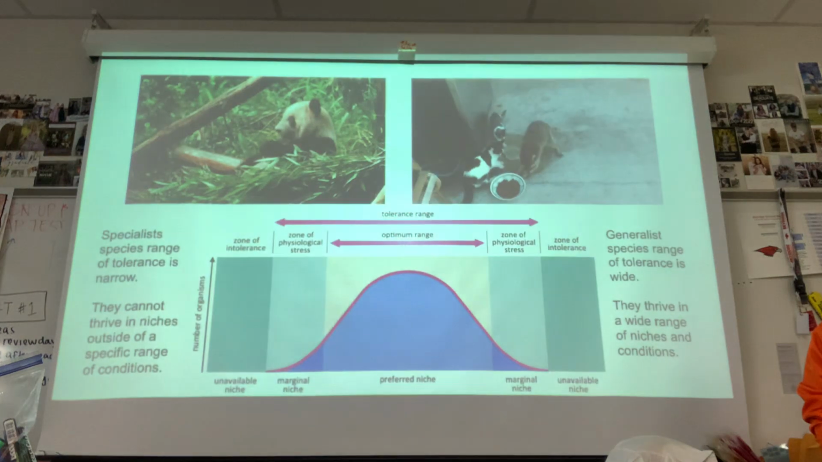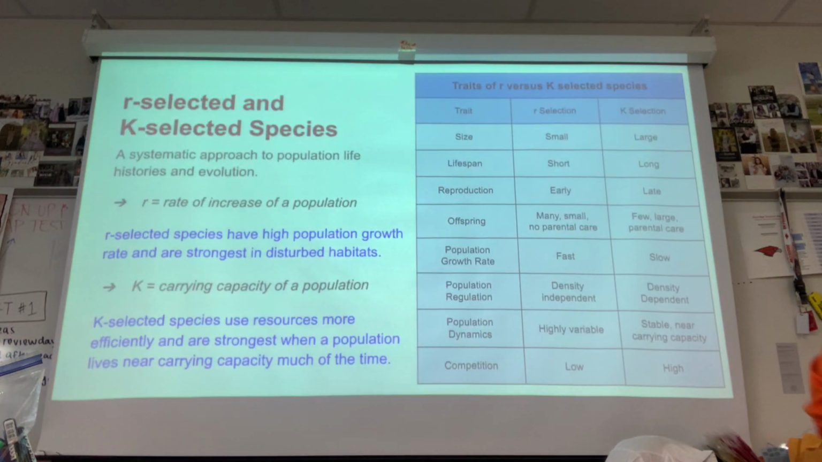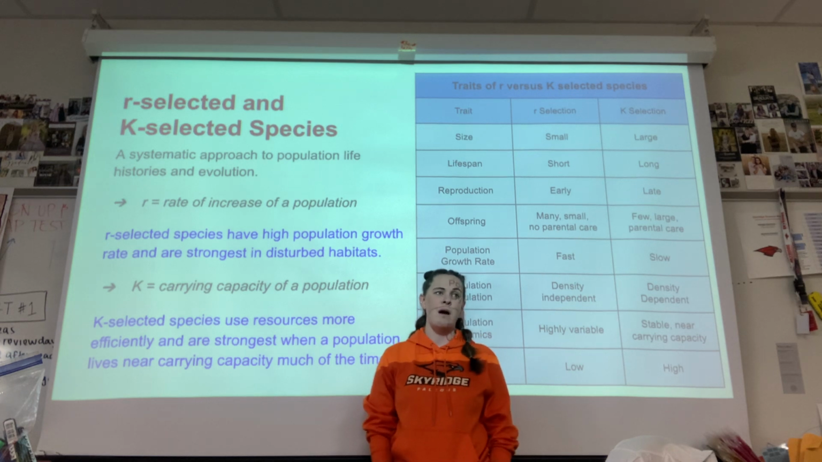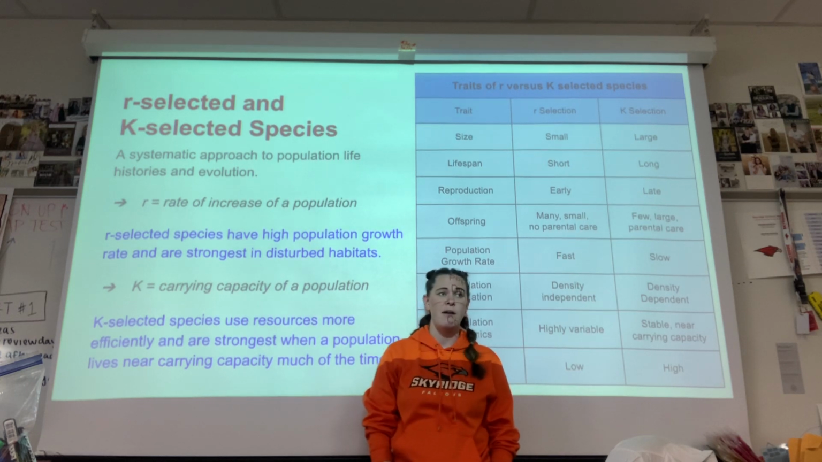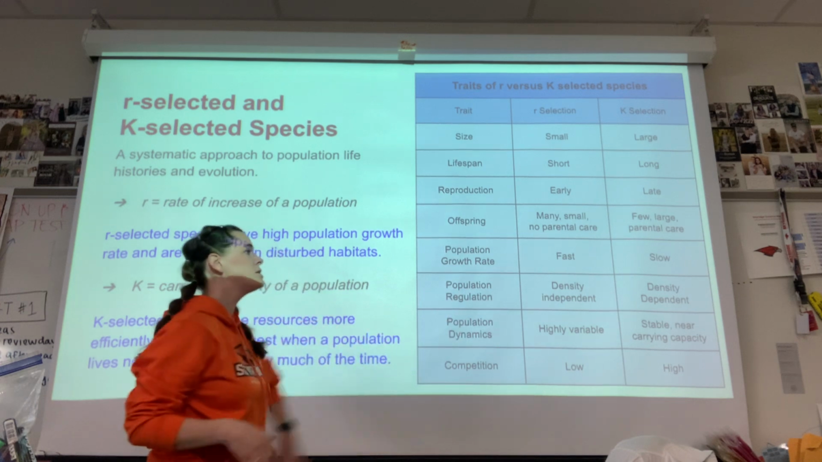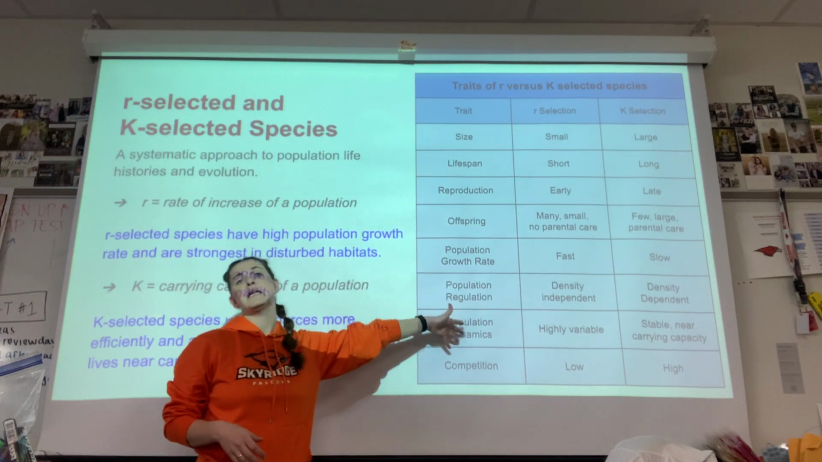Which brings us to R and K selected species. So this is what our bubble lab was about last time, about the amount of parental care that's given, the size of the species, how many offspring they usually have. So we talked about the majority of this, but here's some more information about R and K selected species.